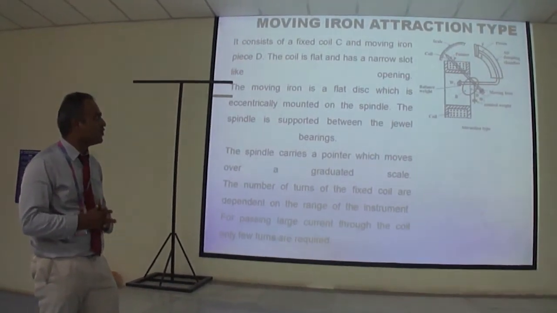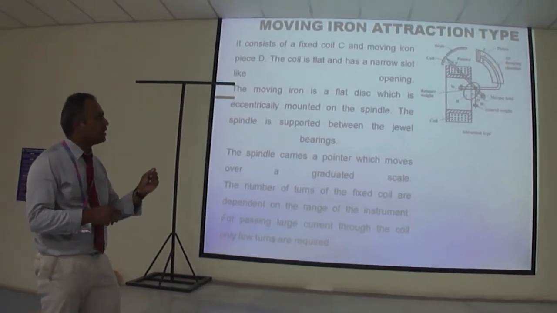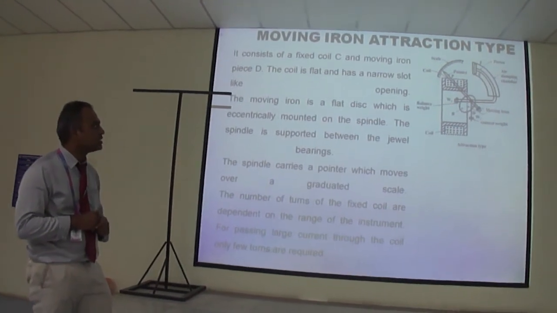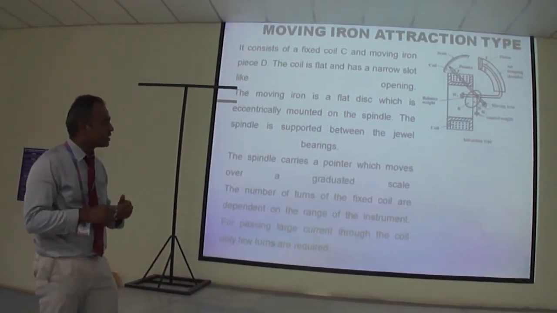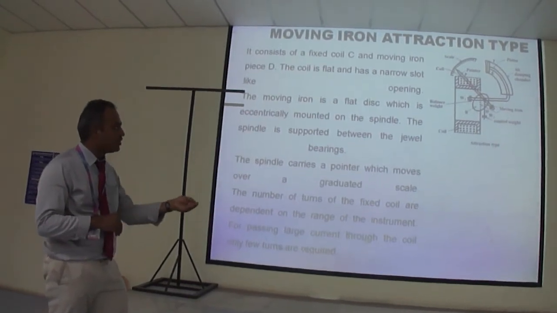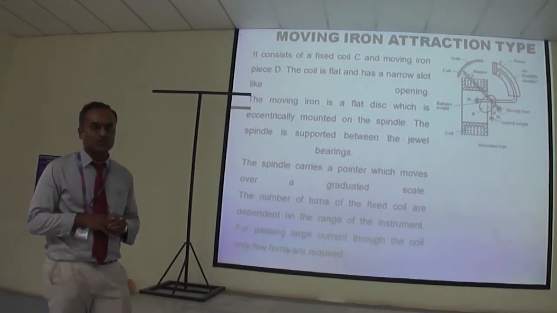This moving iron instrument uses air friction damping as the damping method, and to get the controlling torque, the magnetic effect is used, and for spring control, the gravity control method is used.